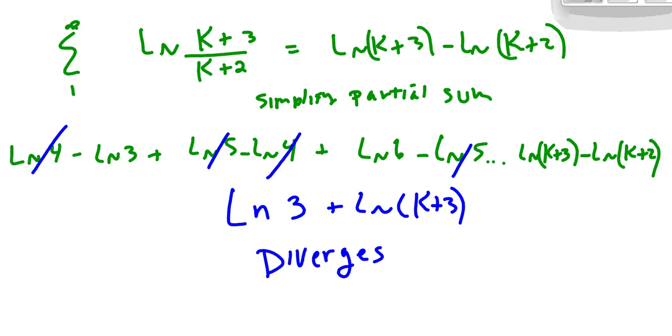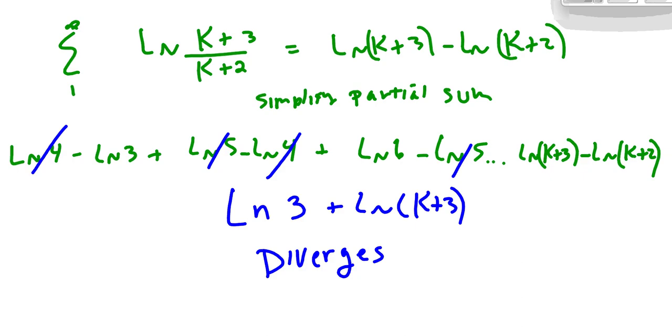Now we're going to simplify the partial sum. So first we'll put in k equals 1. So that's natural log of 4 minus natural log of 3. Then we'll put k equals 2. That's the natural log of 5 minus natural log of 4. Plus, when we put k equals 3, that's natural log of 6 minus natural log of 5. And then etc. to natural log of k plus 3 minus natural log of k plus 2.